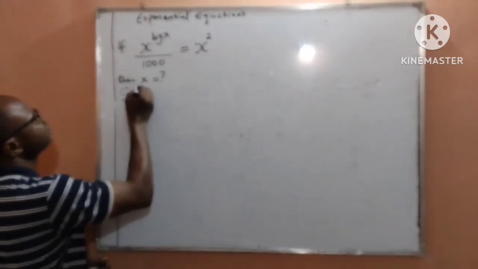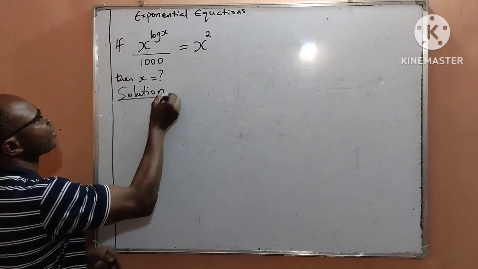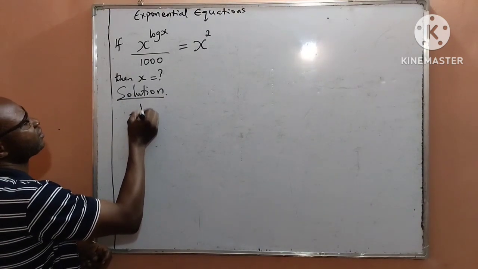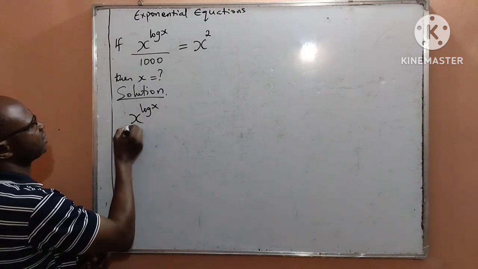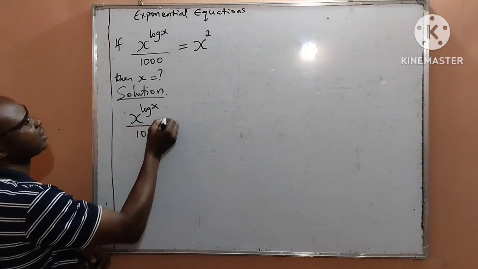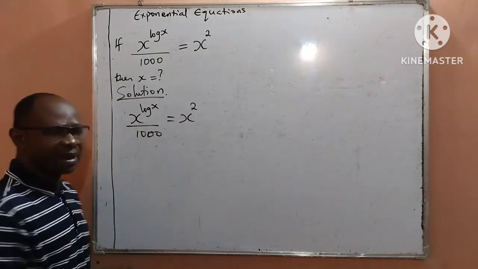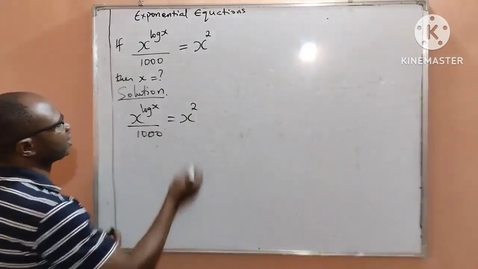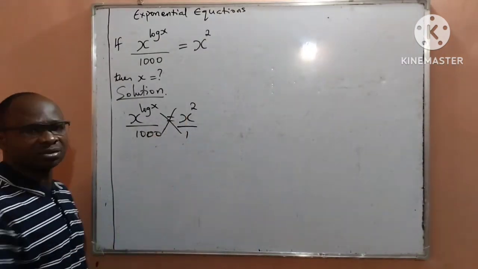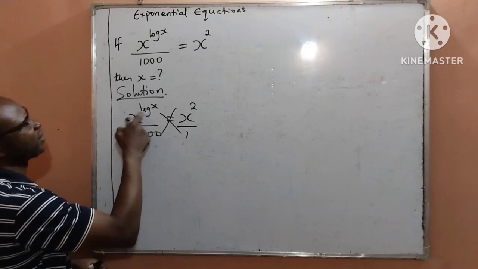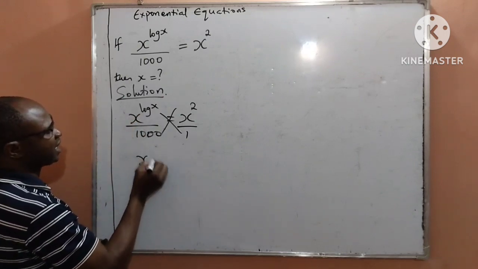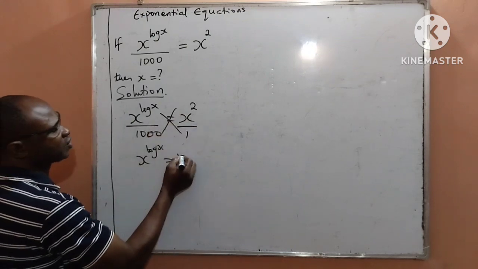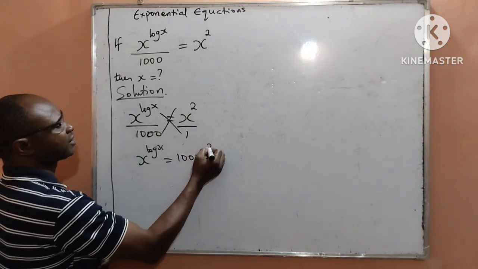Alright, solution. Given to solve is x raised to power log x divided by 1000 is equal to x raised to power 2. That is what we are given to solve. The first step to take is a cross multiplication. That means 1 multiplied by x to the power of log x will give us x raised to power log x, equal to 1000 multiplied by this, which will give us 1000 x raised to power 2.